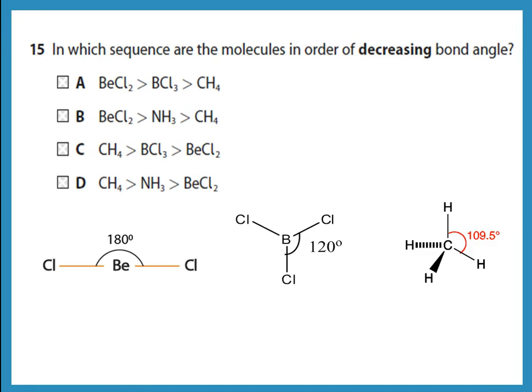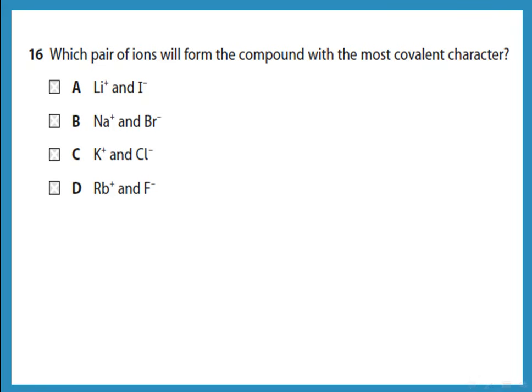If I look at the others, we have beryllium chloride, ammonia. You remember that ammonia is 107. So if we're looking at 180 and then 107 and then 109, that's wrong. That's not the correct sequence. So actually the answer is A.